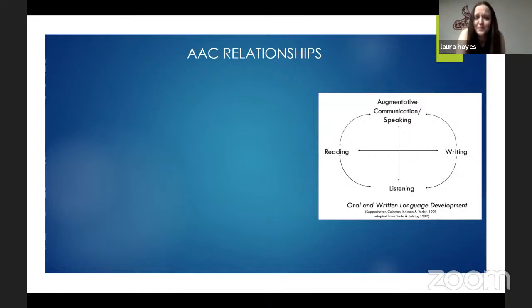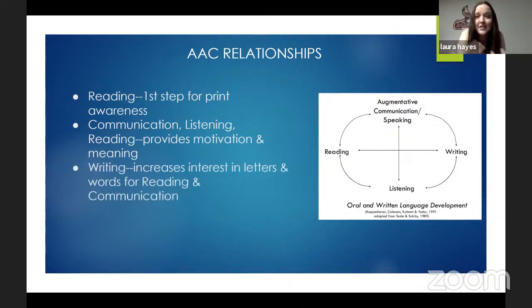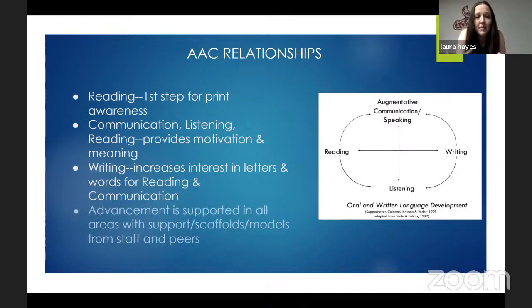Okay, so we talked a lot about the relationship, but this chart kind of brings it home for me. It talks about how communication, writing, listening, and reading all come together, and they all impact one another. So reading is that first step for print awareness. It builds the capacity for all these other areas. Communication, listening, and reading then also provide motivation and meaning and context and feedback for what writing gives us. Writing increases interest in letters and words for both reading and communication. They all impact one another.